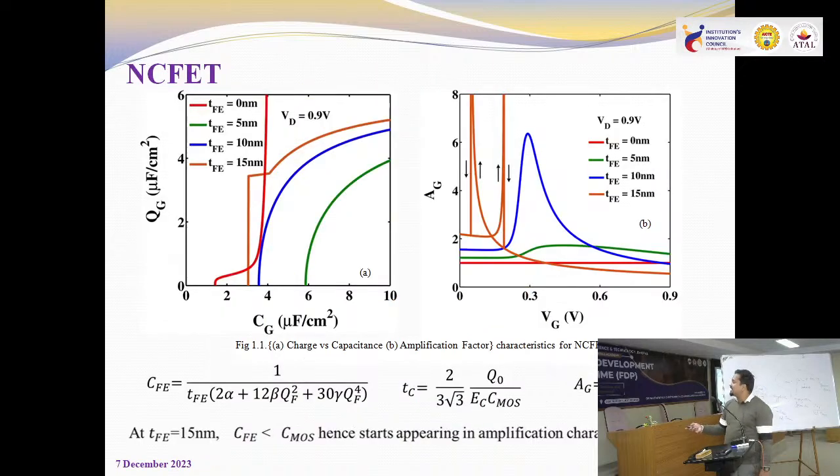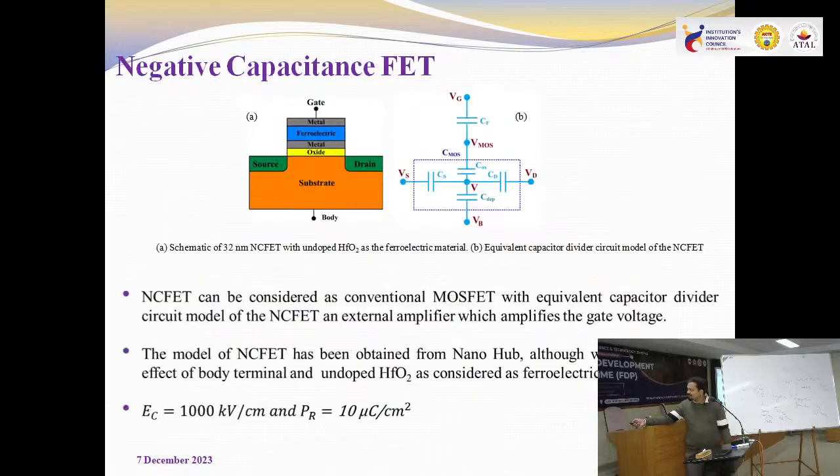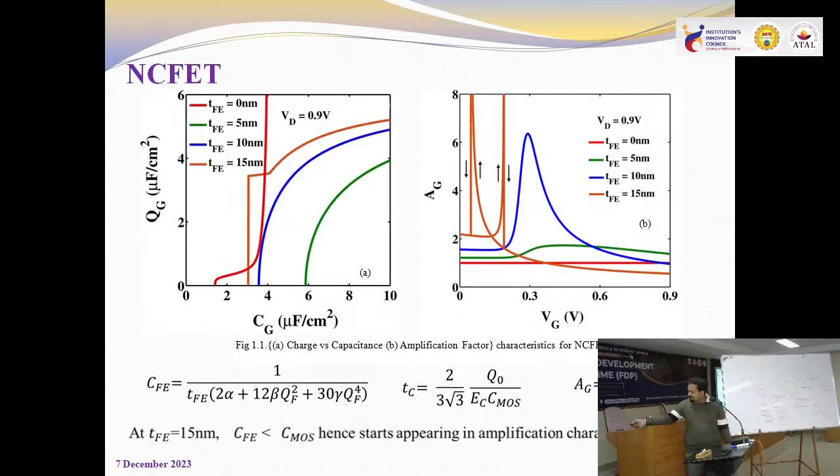Here I have plotted AG versus VG. So AG is nothing but the amplification factor, the gain. Now you just see this red curve. The red curve corresponds to the MOSFET, TFE equals 0. So there is no amplification. Obviously there won't be amplification because when CF is not there, VG equals VMOS. So this is a straight line.